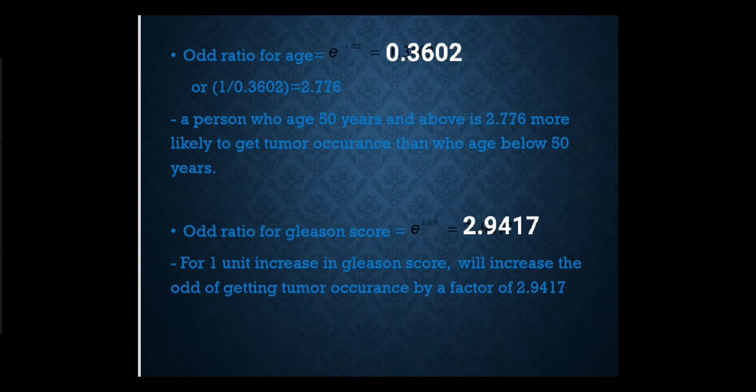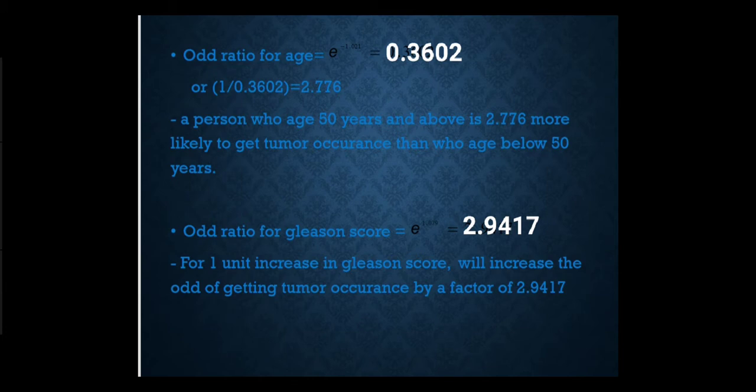So a person who is 50 years and above is 2.776 times more likely to get tumor occurrence than one who is below 50 years. This is the way you interpret the qualitative independent variable, the ratio for the qualitative independent variable in logistic regression.